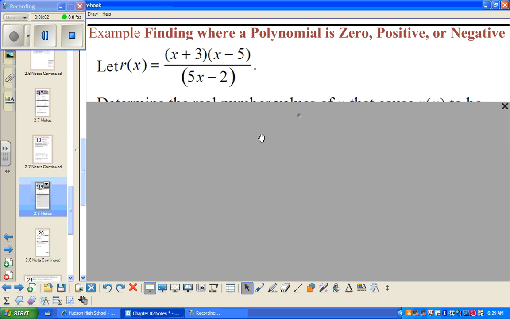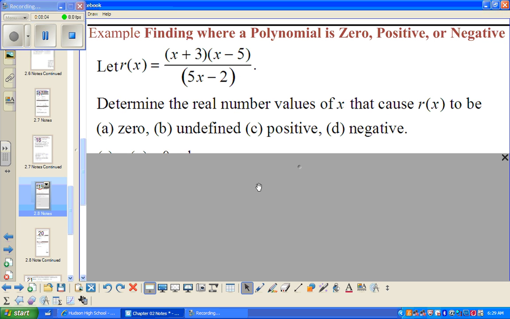Same type of question, only now we have x plus 3 times x minus 5 over 5x minus 2. So we're going to try to determine the real number values of x that cause r of x to be 0, undefined, positive, and negative.